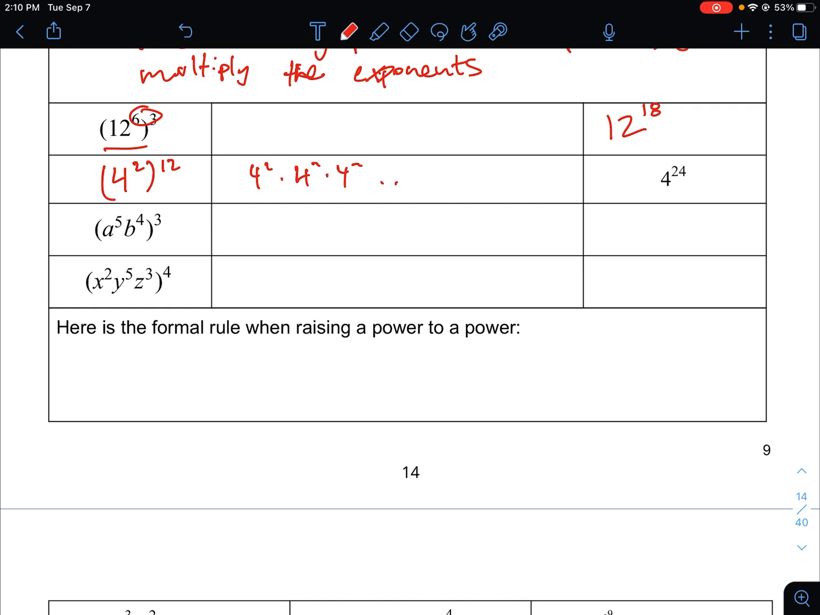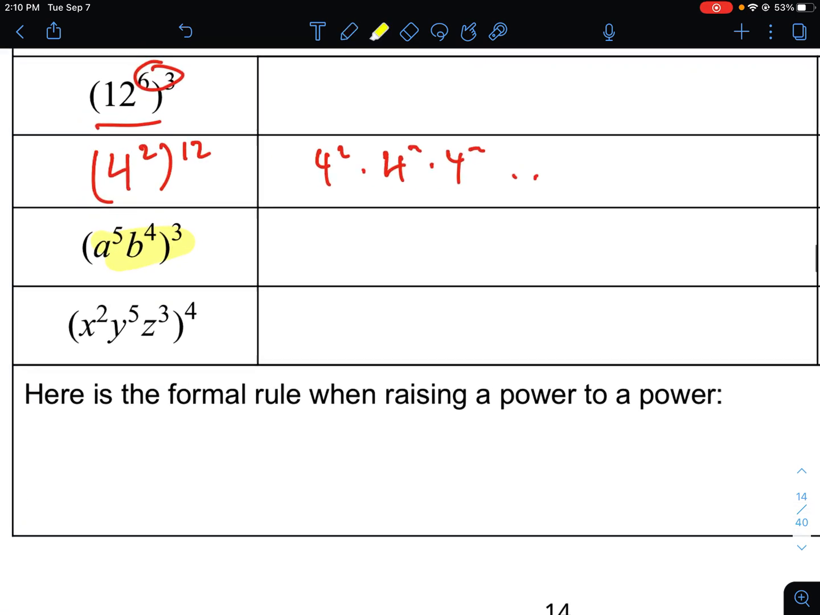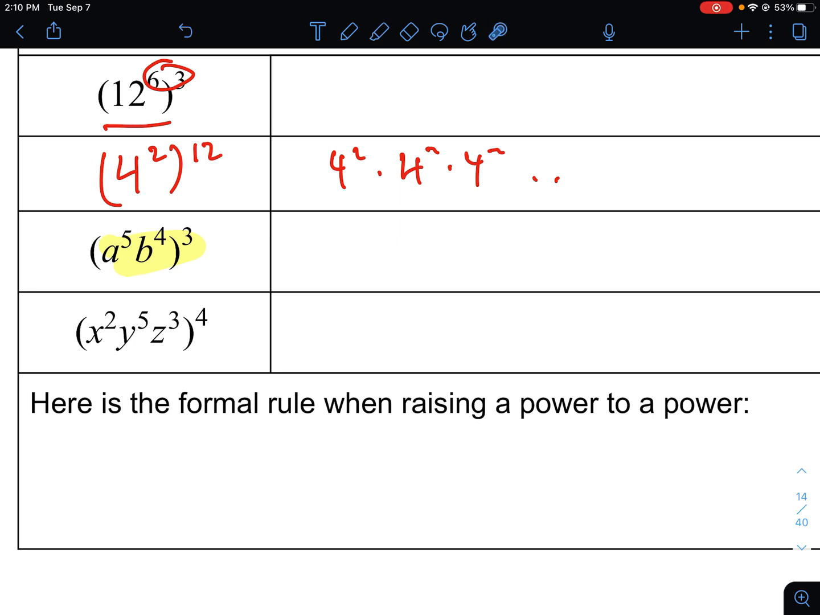a to the 5, b to the 4, all raised to the 3rd. Okay, what do we do with this? This one gets a little weird. Well, what we have here is a to the 5 b to the 4 times a to the 5 b to the 4 times a to the 5 b to the 4. What happens when you multiply that all out?